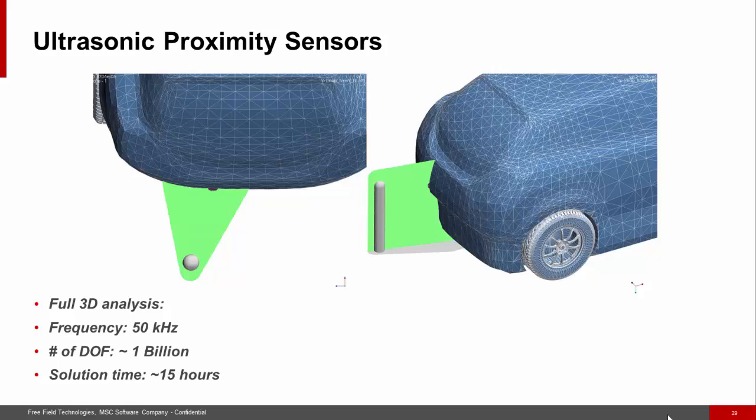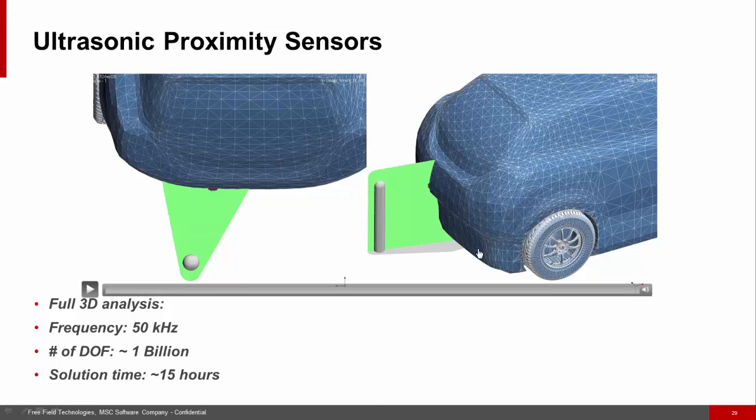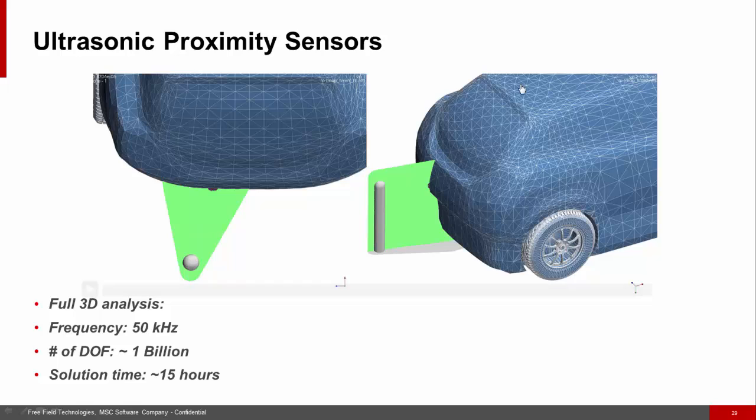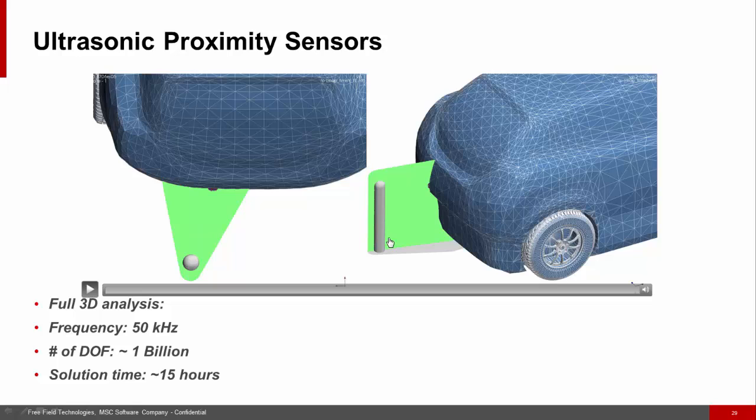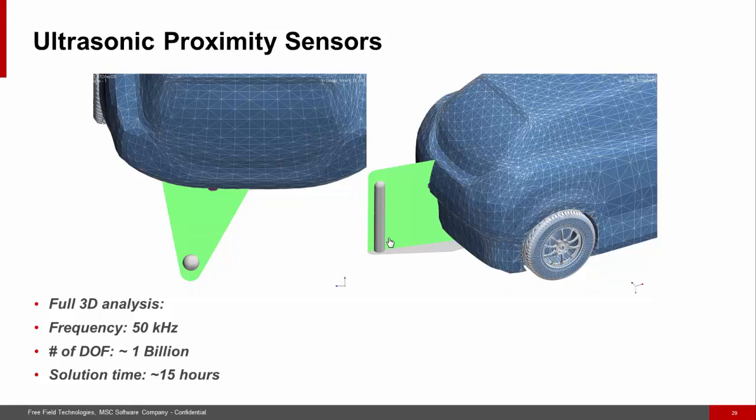We have done a simulation of a parking sensor with Actran DGM, where we have a full 3D analysis of a portion of the back of the car, where we have at a certain distance the object that we need to locate. The sensor radiates a set of very high frequency waves at 50 kHz. And one of the problems of these sensors is to be able to discriminate between the waves that are back reflected from the object and the spurious waves reflected by hardware such as the floor.